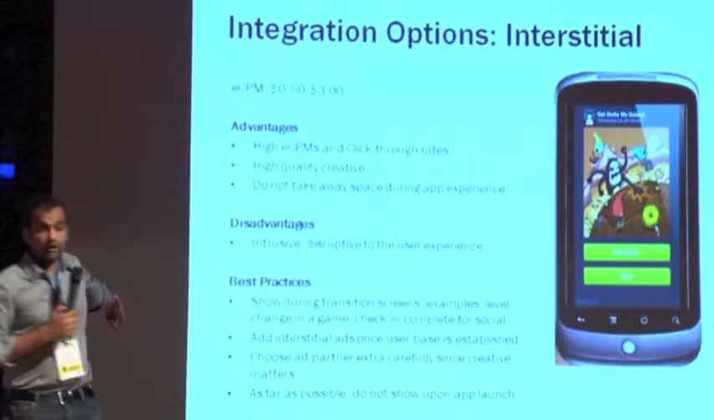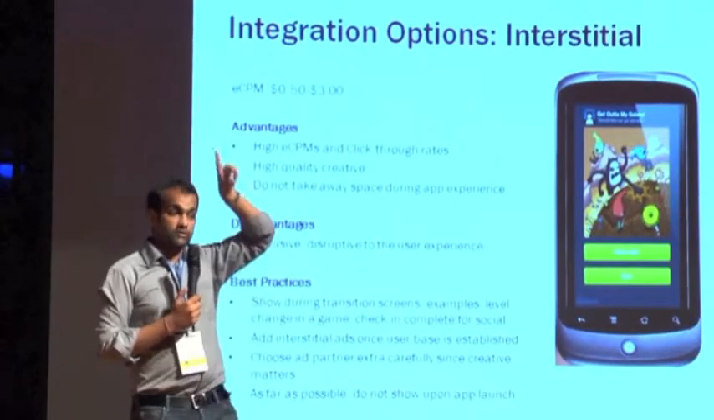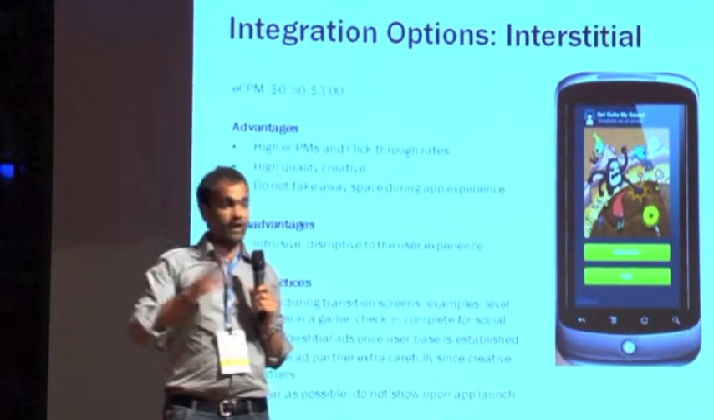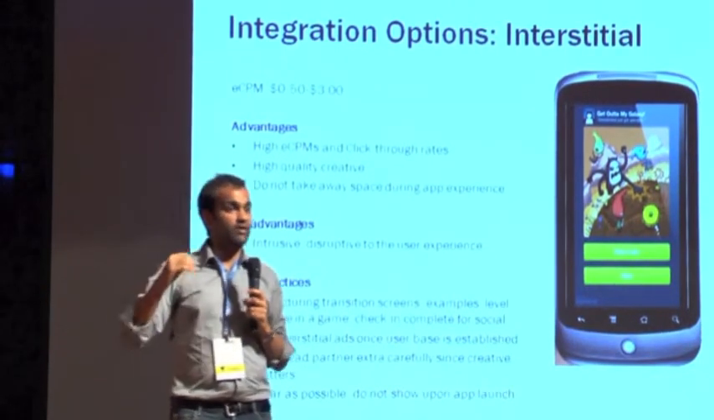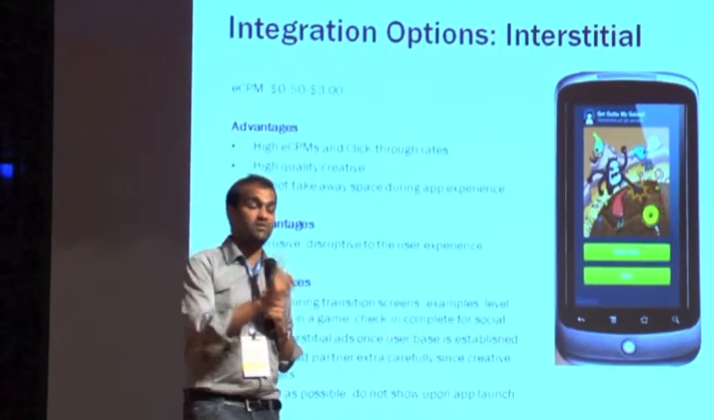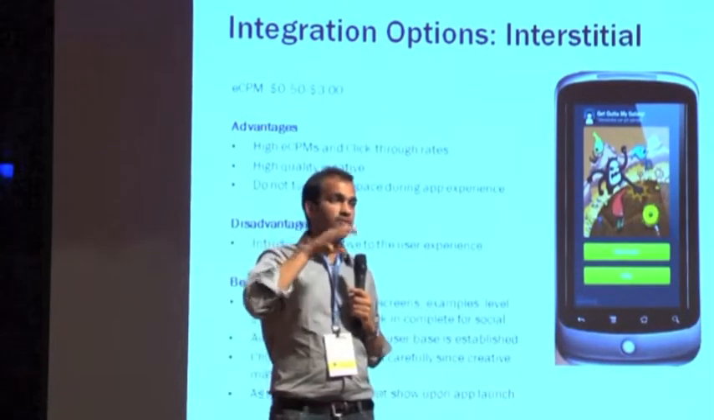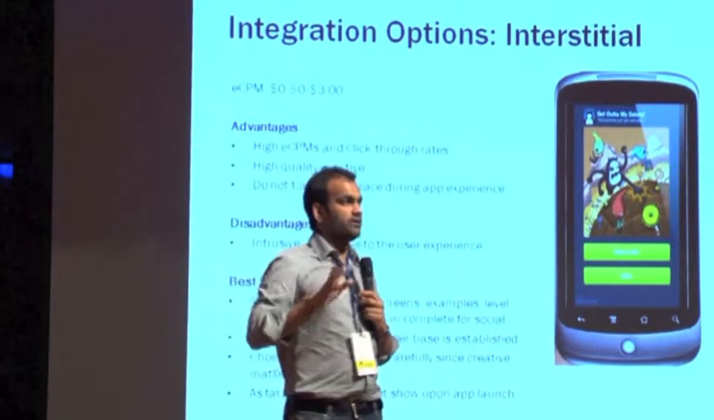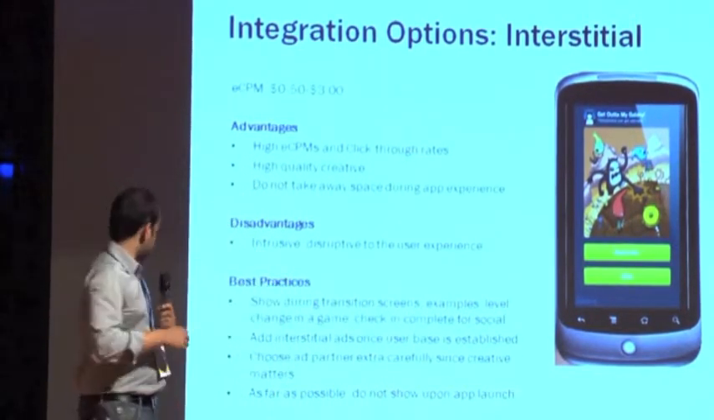Choose your ad partner extra carefully. Very important because it's a full screen ad. That means you want to make sure your network optimizer, whoever you're working with, is reliable, dependable, and can show good quality ads, because this actually adds to your product experience also. Right, it's showing in the middle of a screen. That means if the quality is bad, then people will think your app is bad. If the quality is good, then it gives some more credibility.